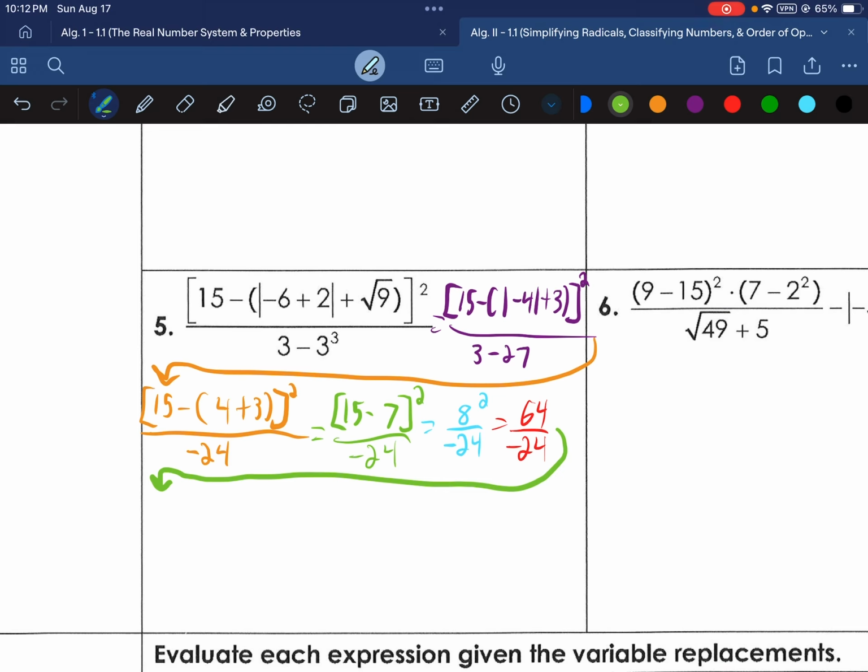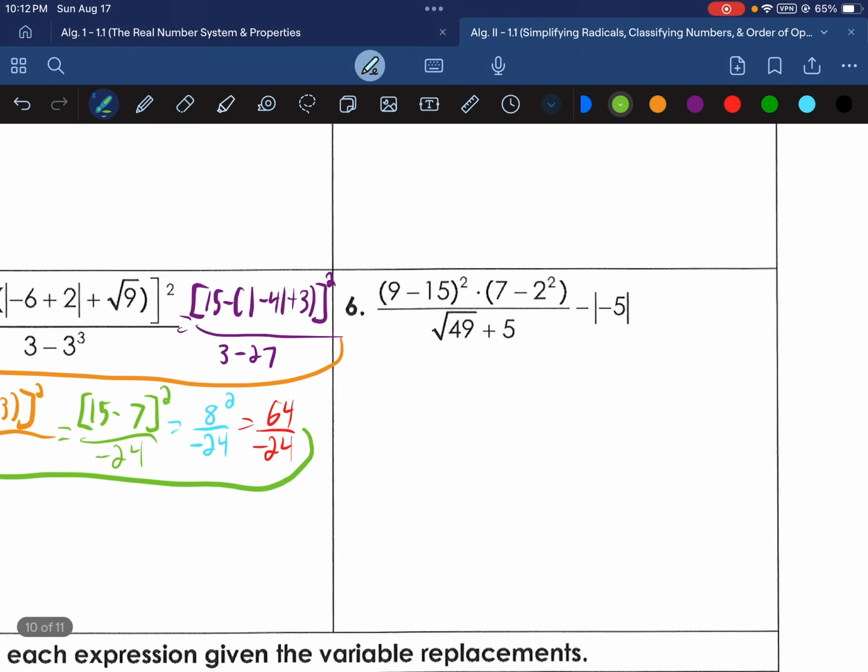So 64 and negative 24 both have 8 in common. 8 goes into 64 8 times, and it goes into 24 3 times, and once again, there's a negative somewhere on this fraction. Whether the negative is on the top, the bottom, or out in front doesn't matter, but there is one negative somewhere on this fraction.